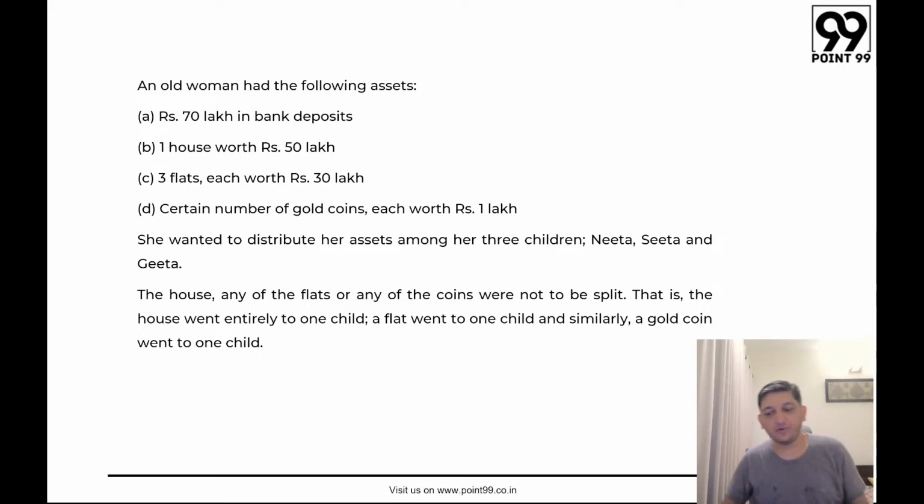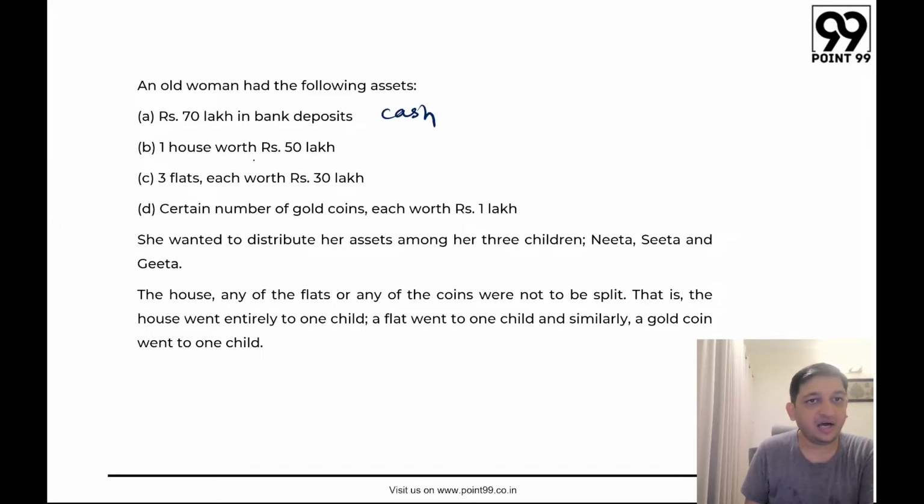Alright, so let's get going with this one. Let's solve this quickly and let's see what happens. So in this case, an old woman had the following assets: 70 lakh rupees in bank deposits. So this is basically cash. One house worth 50 lakhs.